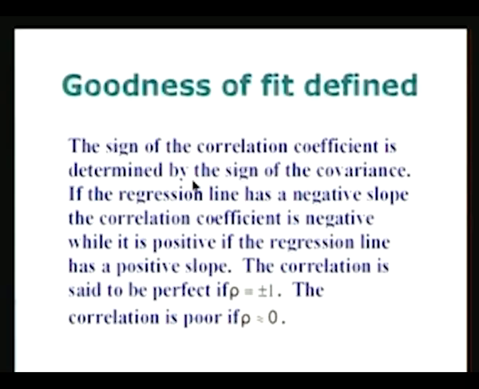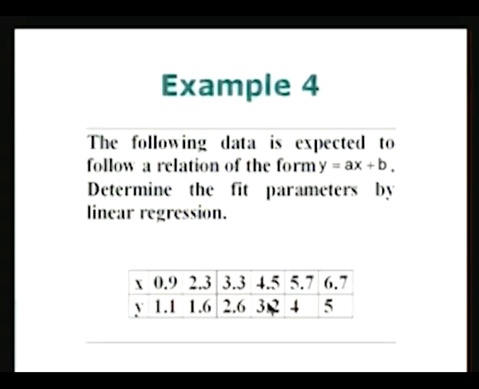The sign of the correlation coefficient is of course determined by the sign of the covariance, and the correlation is said to be perfect if rho equal to plus or minus 1. I think I have to go back to the previous one.